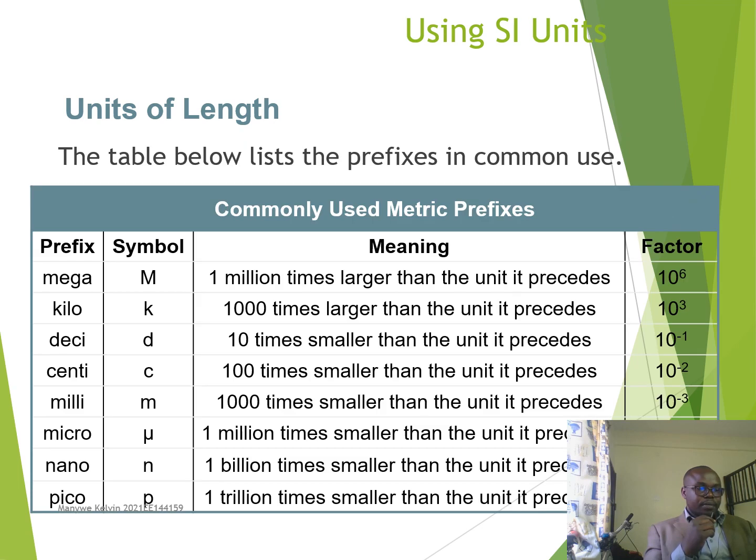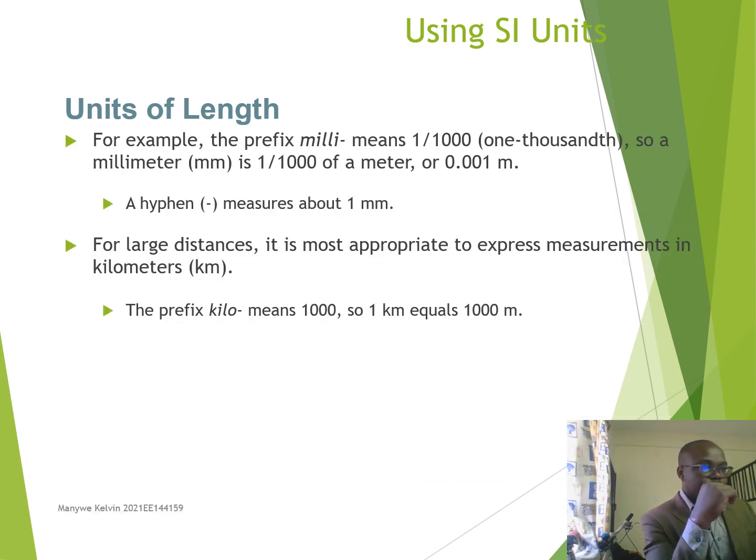Then here I'm giving a table of units of length with given common prefixes. For example, mega is a capital M, which means we are multiplying by a factor of 10 power 6. Then we have kilo, whose multiplication factor is 10 power 3, and so forth. I'll go to micrometer with a multiplication factor of 10 power negative 6, and so forth. Furthermore, these are more examples of the units of length and their conversions.